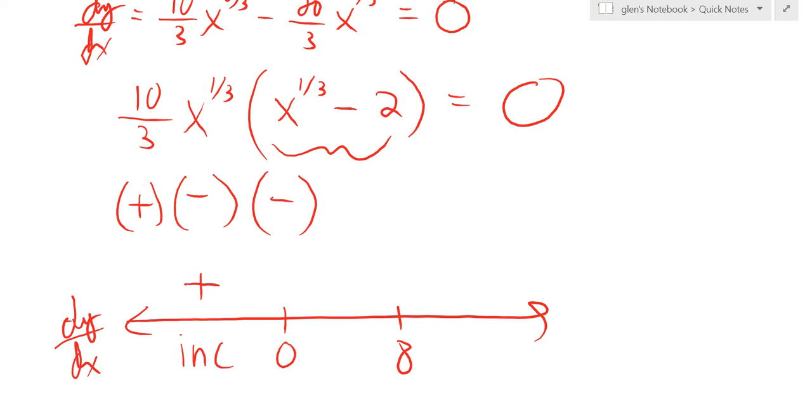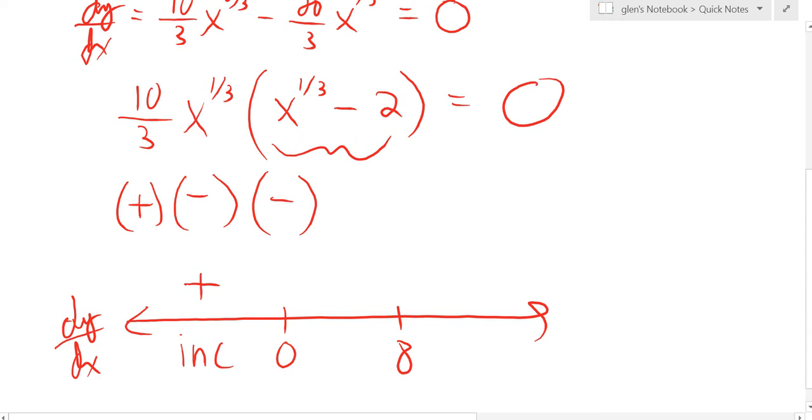Also, just going through here, you can see that none of the roots that we have here are double roots. 0 was a root because of this x to the 1/3. If that was to the 2/3, that'd be a double root. Okay, but it's not. It's to the 1/3. So it should change sign at 0. And 8 came from the x to the 1/3 minus 2 here. That's not a double root. So we should see this thing change sign.